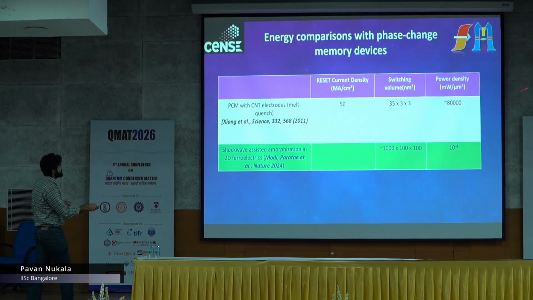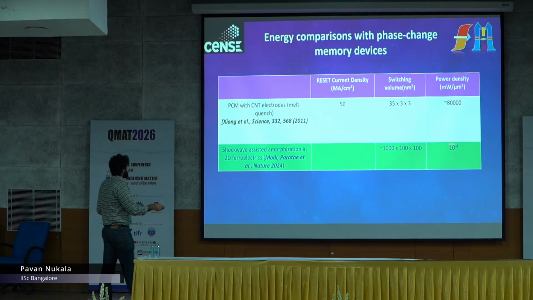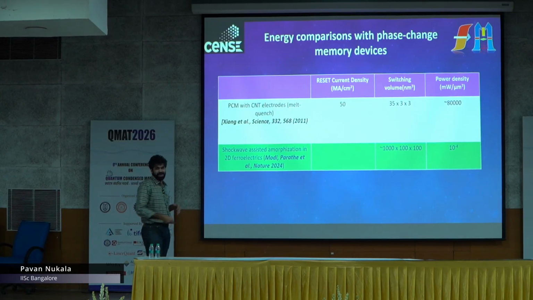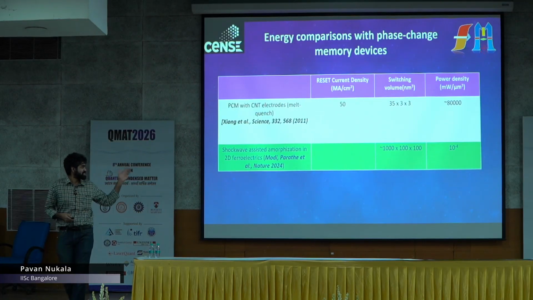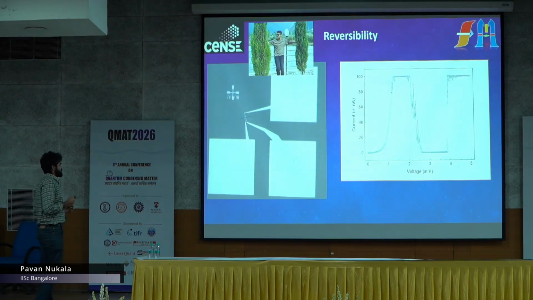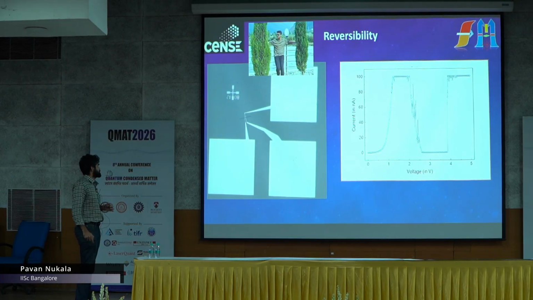Okay, so before that, there are some numbers here. What is the energy density that you spend in amorphizing such a material using the shock-assisted amorphization that I described versus a melt quench amorphization? You have a clear advantage, right? An 8 order of magnitude advantage.